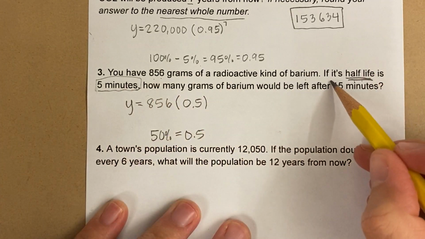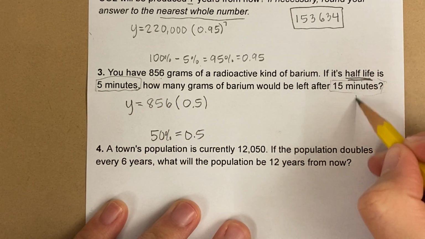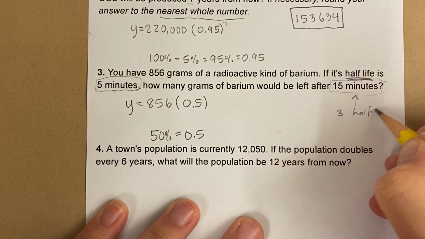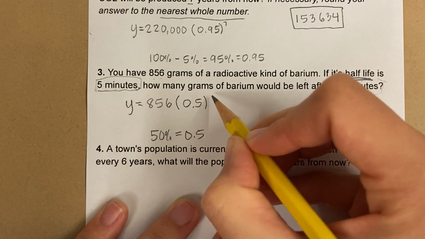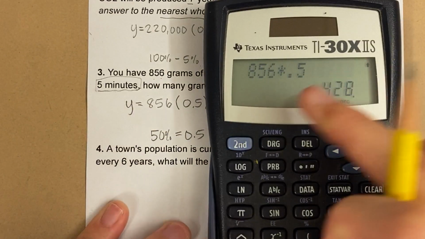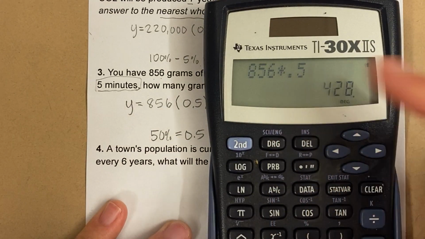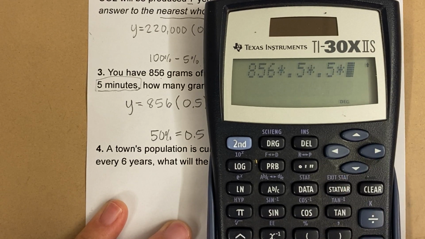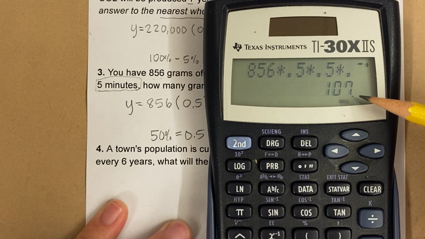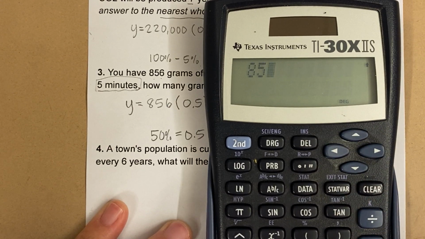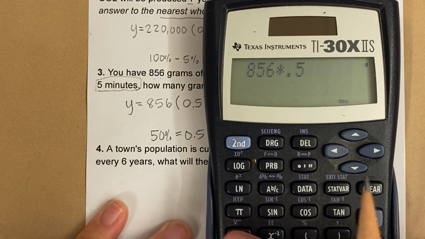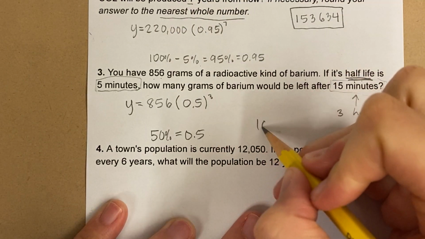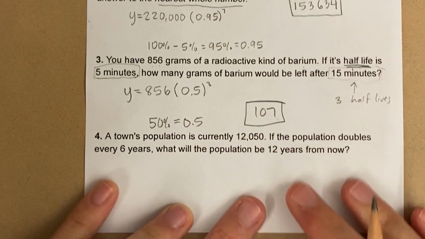So after 15 minutes, how many half-lives would that be? Well, each half-life is 5 minutes, so this is going to be 3 half-lives. Okay, so this is going to be a 3. This is basically, I'm multiplying 856 times 0.5 3 times, right? I could even do this, look, I'm going to get the same answer. It's 107. Watch, if I do this same thing, this is just using exponents to do the same thing, to the power of 3. It's 107, all right? But this is 107 grams.